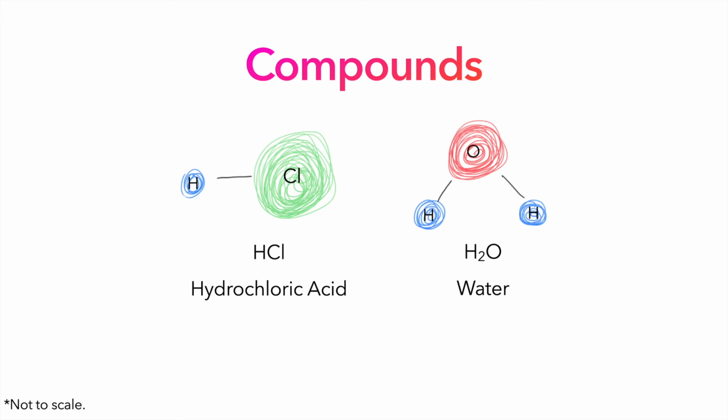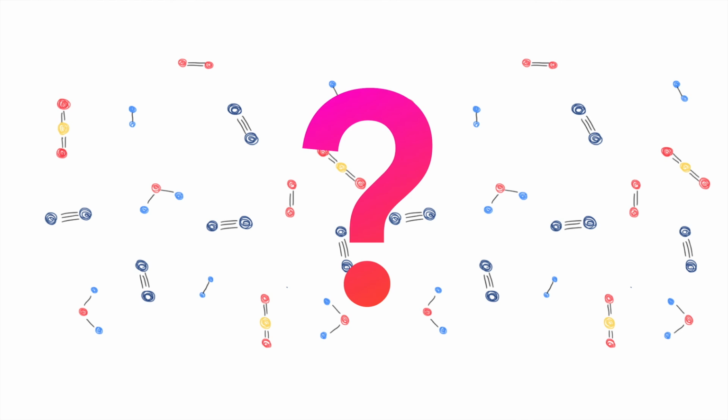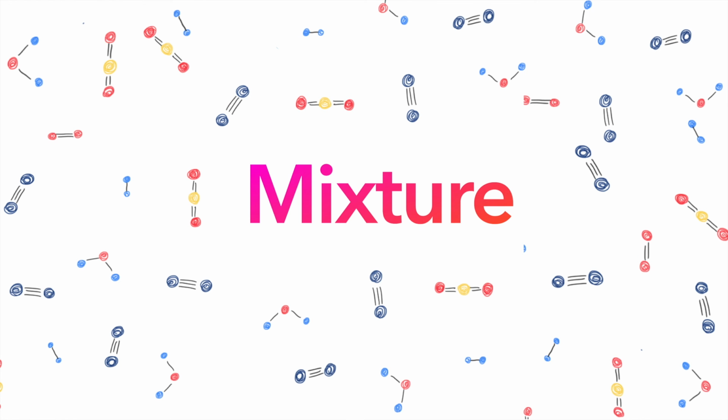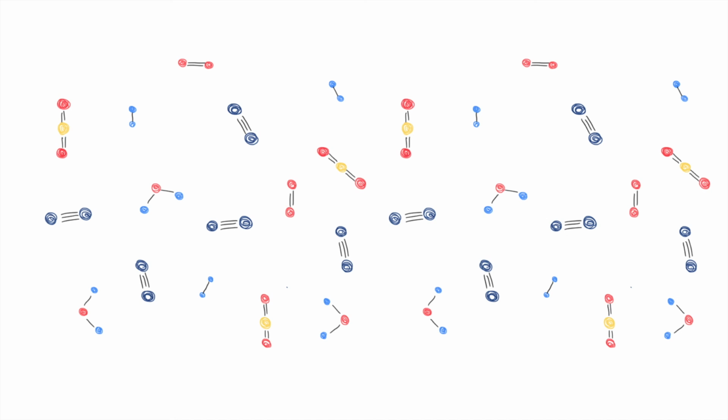One last question you may have is what happens when we have many different kinds of atoms or molecules in one place, but when they're not bonded together. In such a case, we have what's called a mixture. Air is a great example of a mixture since it contains many different gases, such as nitrogen, oxygen, and carbon dioxide, amongst many others, which are scattered amongst one another, but which have not bonded or are not chemically combined.